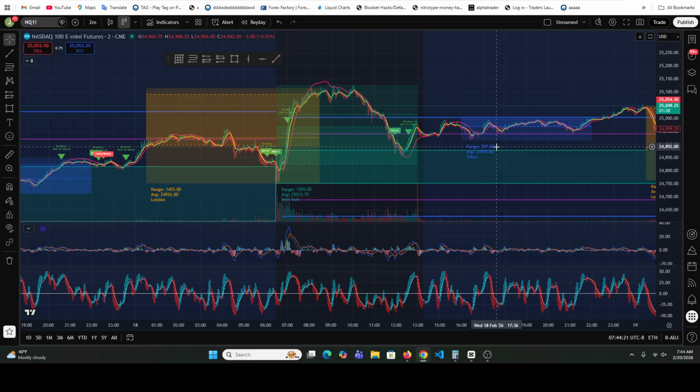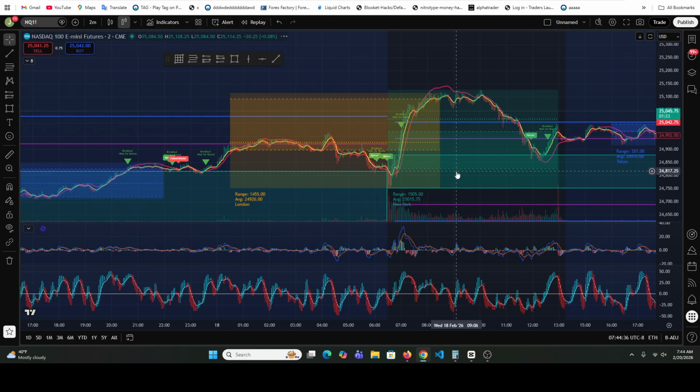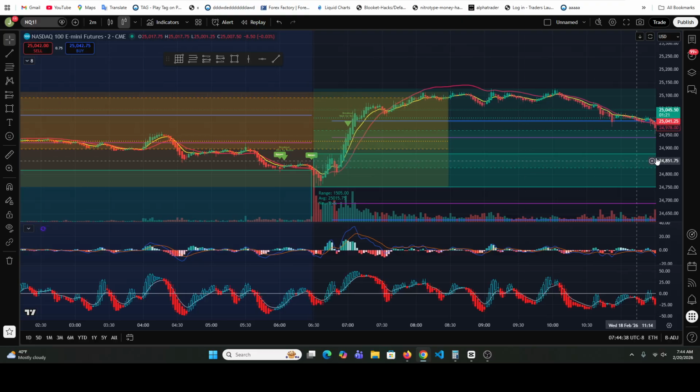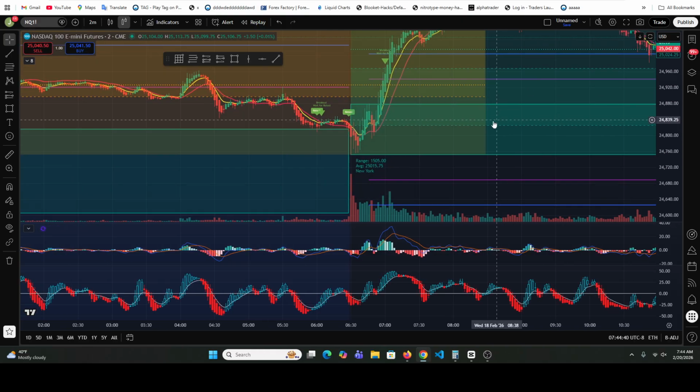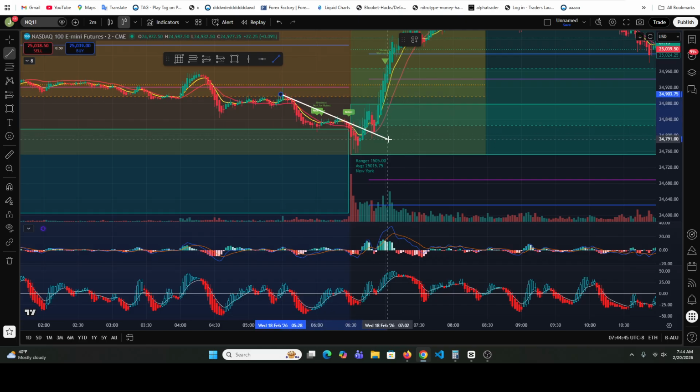There are other confluences that you can tie into this, and we'll go over that here in a second, like what other things you could be looking for. But also, you don't want to confuse yourself too much. Trading is very simple, but a lot of people overcomplicate it because of the emotions that come with trading.